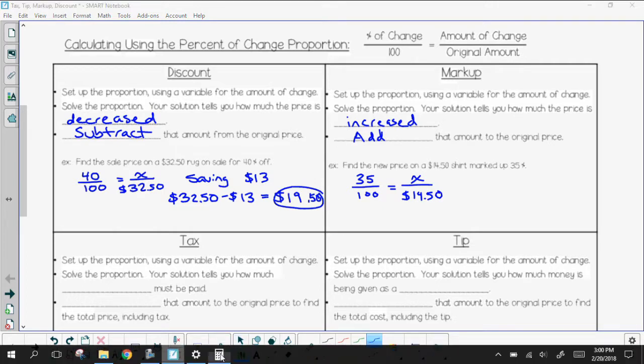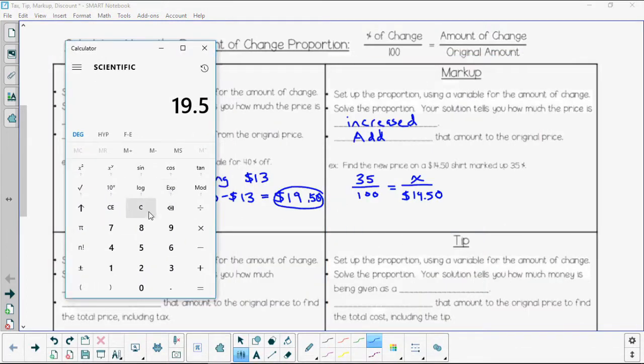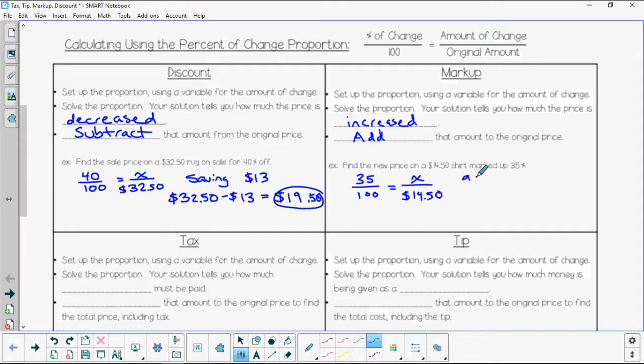So again, using cross products, 35 times $14.50 divided by 100 gives me my answer. Now this is in dollars, so I'm going to have to round to the nearest cent. So $5.08. We're adding $5.08. So $14.50 plus $5.08 gives me the total of $19.58. So it cost the store $14.50. They marked it up to $19.58.